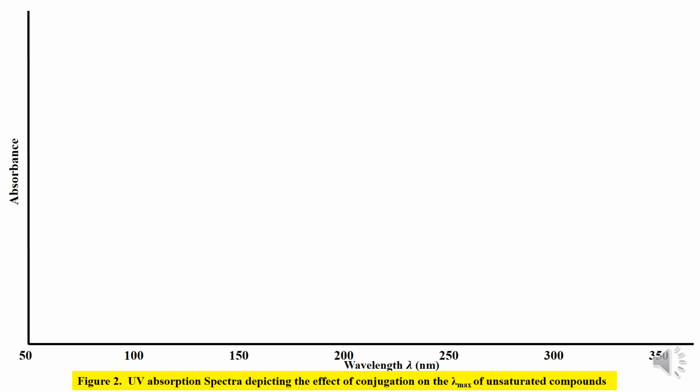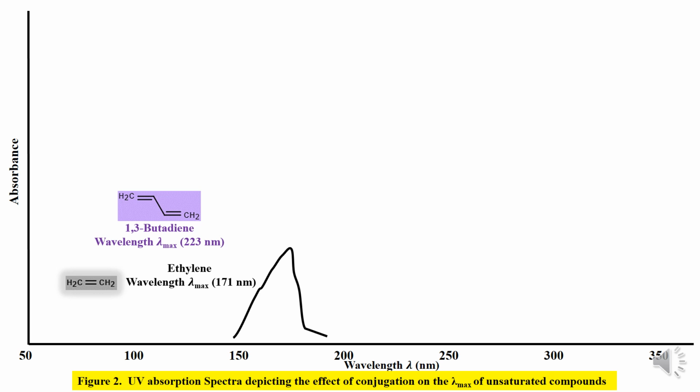Now continuing with the discussion on the effect of conjugation on the lambda max of unsaturated compounds. Now let's try and find out what happens when this conjugation in a particular compound is being disturbed or altered or removed. Now ethylene has 1 double bond. Its lambda max value is 171 nanometers.